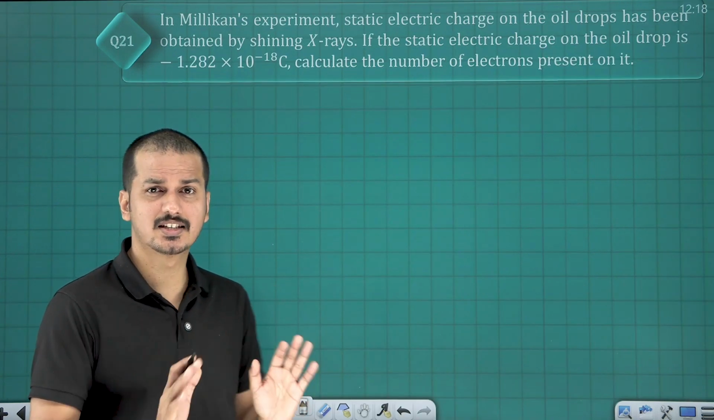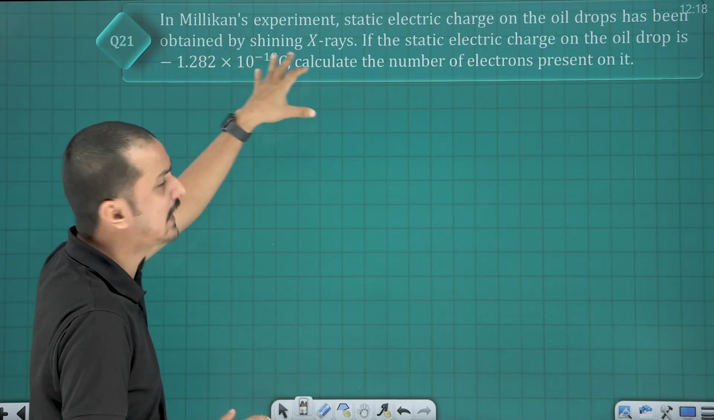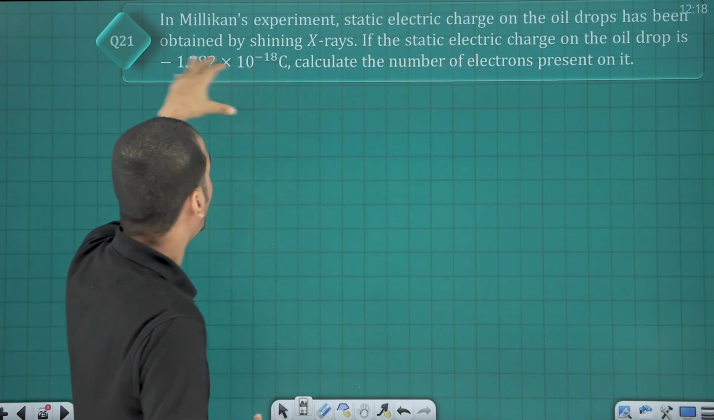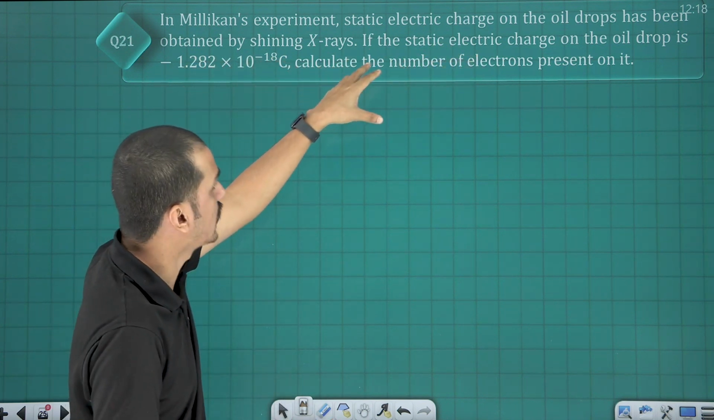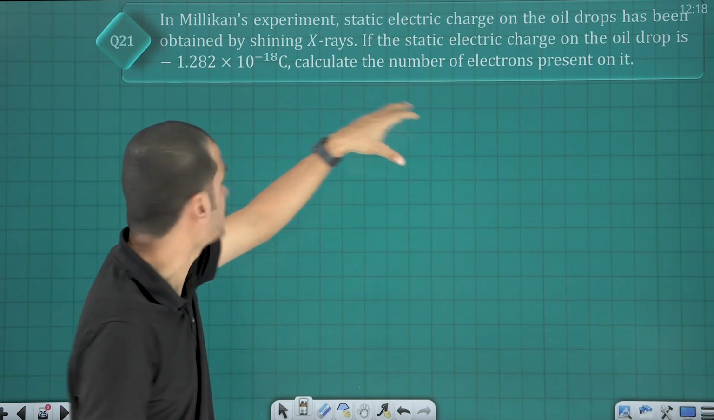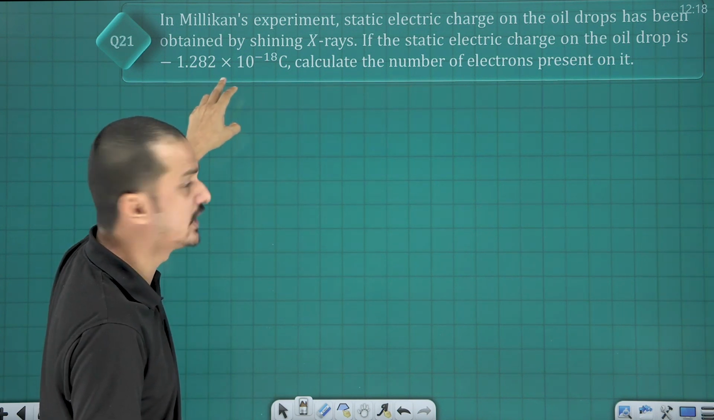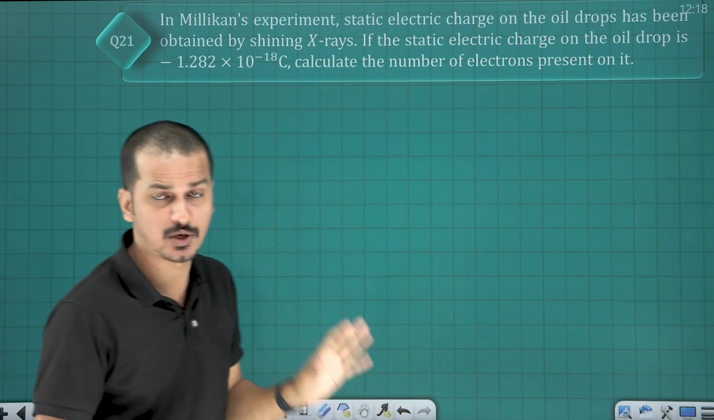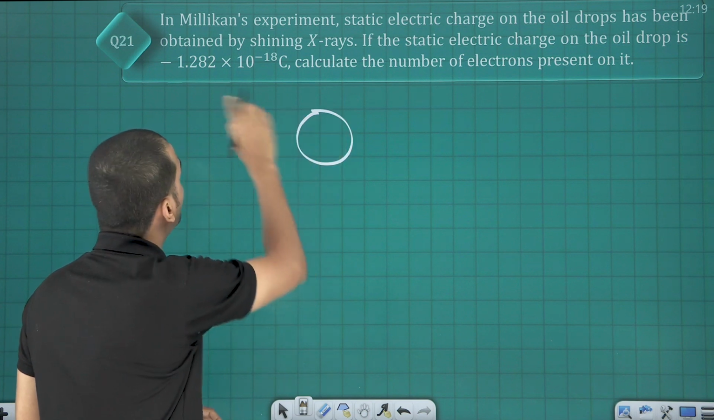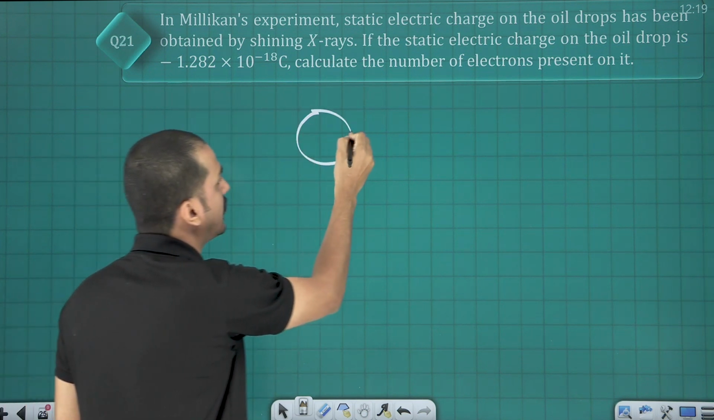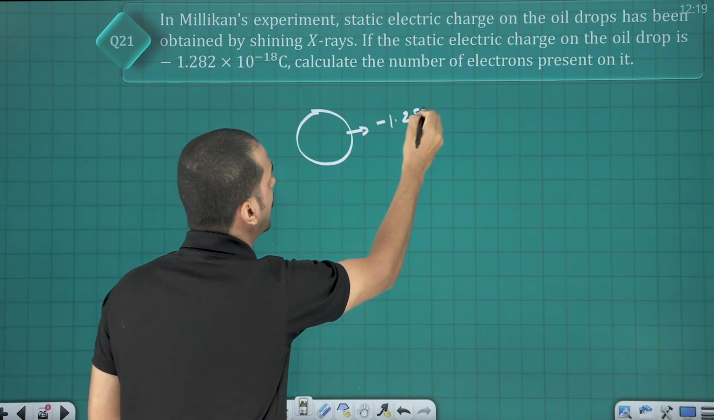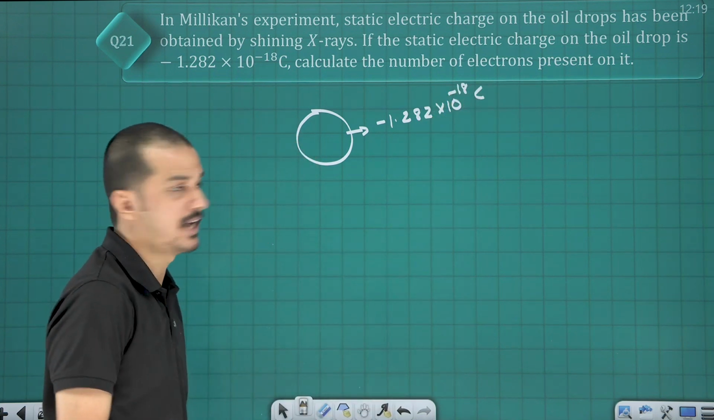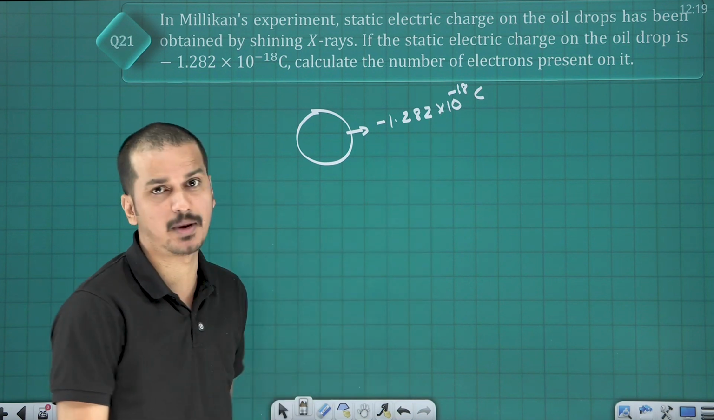So dears, this is the first integer type question. In Millikan experiment, static electric charge on the oil drop has been obtained by shining X-rays. If the static electric charge on the oil drop is minus 1.282 into 10 raised to minus 18 coulomb, calculate the number of electrons present in it. So they have given the oil drop's static electric charge as minus 1.282 into 10 raised to minus 18 coulomb.